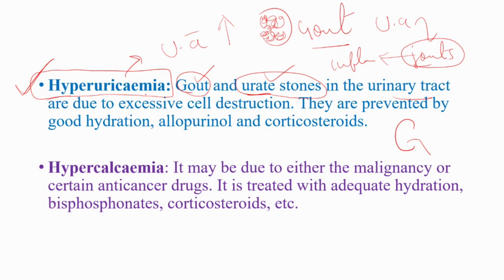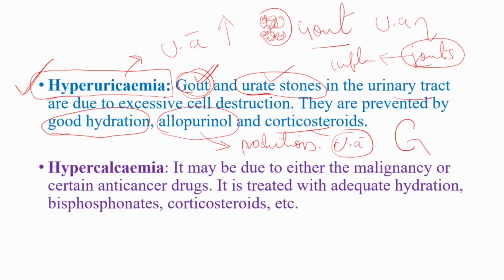This type of adverse effect can be prevented in a patient who is taking cytotoxic drugs. It can be prevented by drinking a lot of water, or we have certain drugs called allopurinol and corticosteroids. Corticosteroids will decrease inflammation in gout, and allopurinol will decrease the production of uric acid in the body. Actually, allopurinol is a xanthine oxidase inhibitor. When the xanthine oxidase enzyme is inhibited, further production of uric acid can be stopped. So hyperuricemia is a very, very important adverse effect associated with cytotoxic drugs.